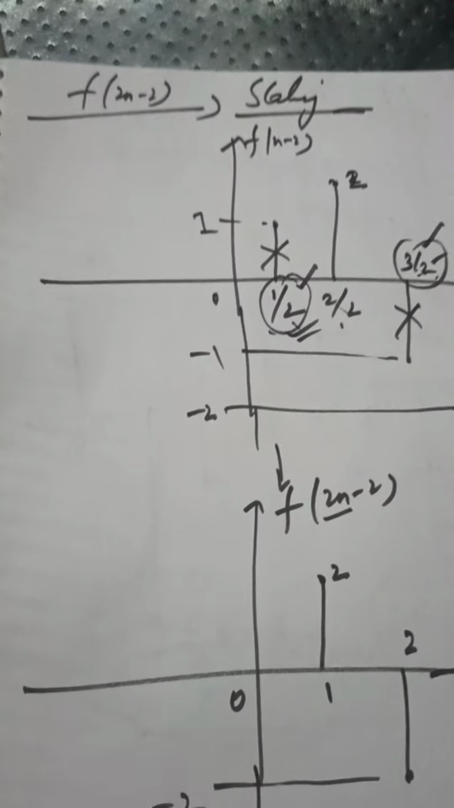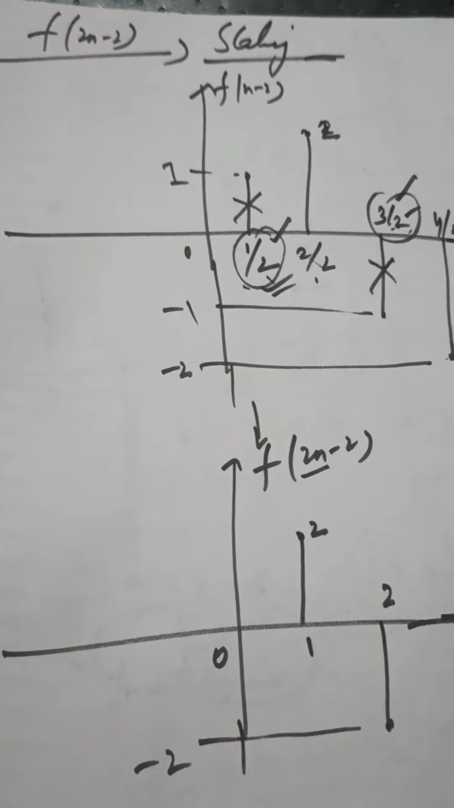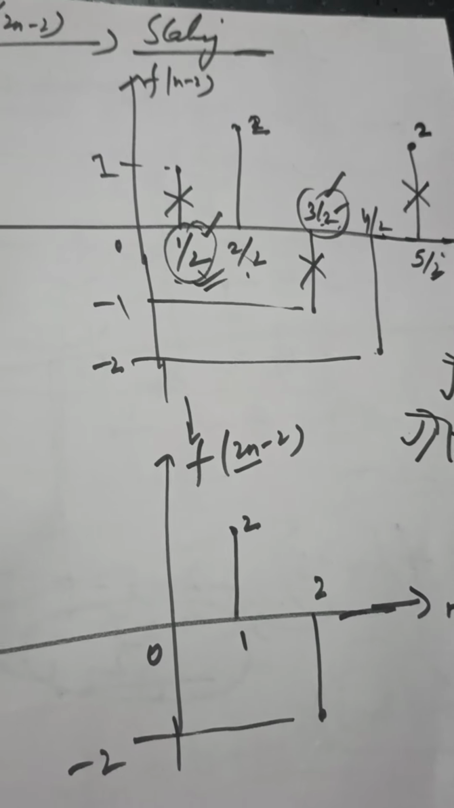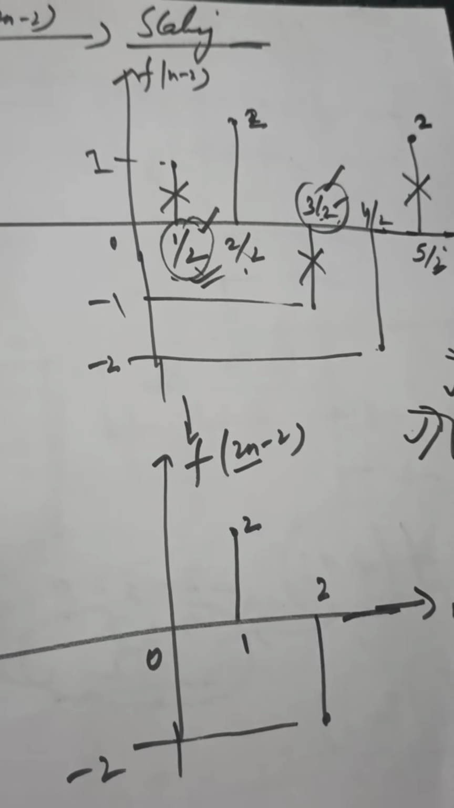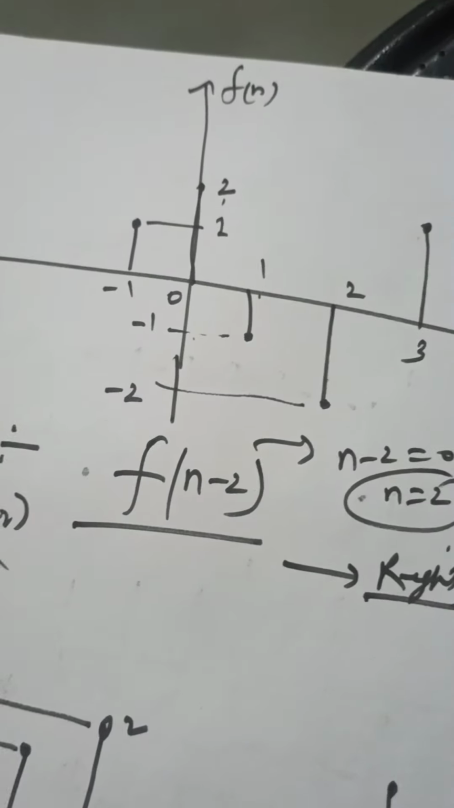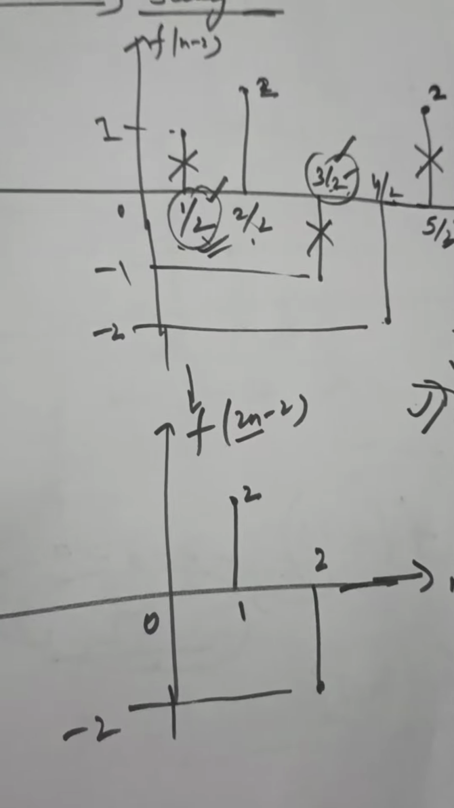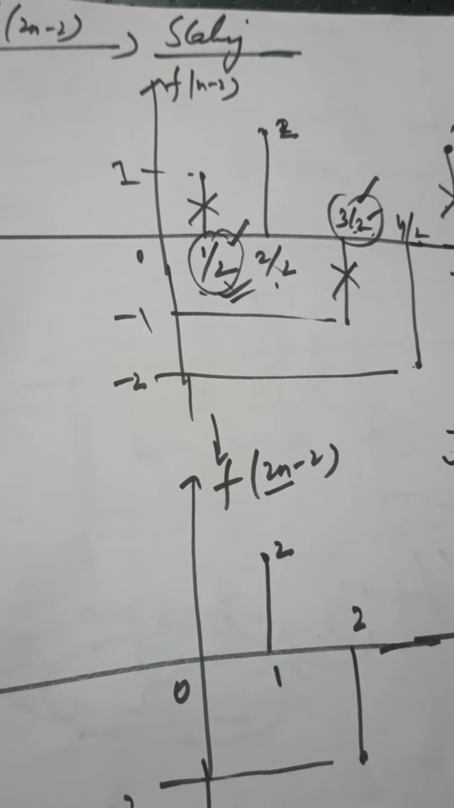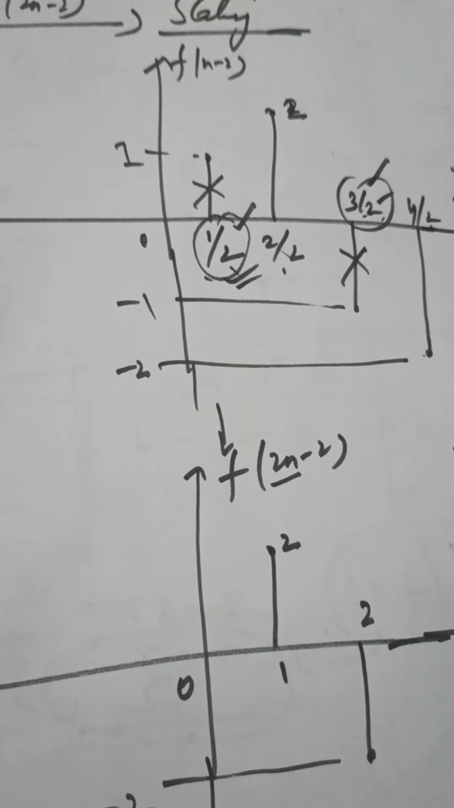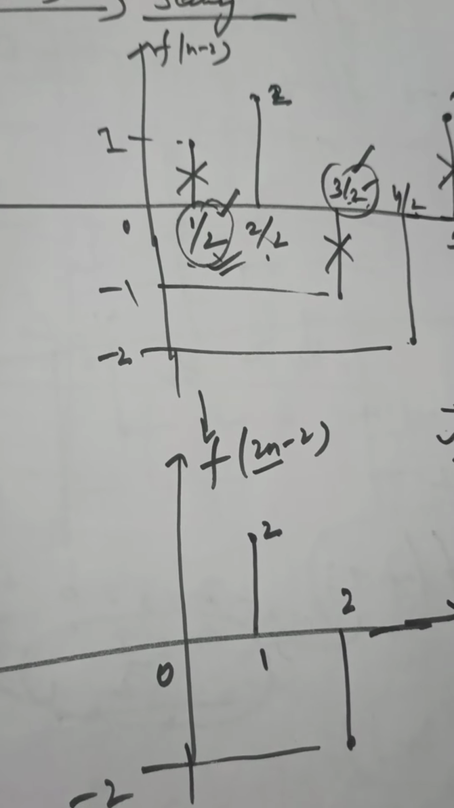One more property I would like to emphasize is scaling. How is scaling done? Have a look at this f of n minus 2. This is the scaled version. If f of n is this, then you have to do nothing, simply divide this by 2. If scaling is done by 2, then all the x factors are divided by 2 and you will get the scaled version.